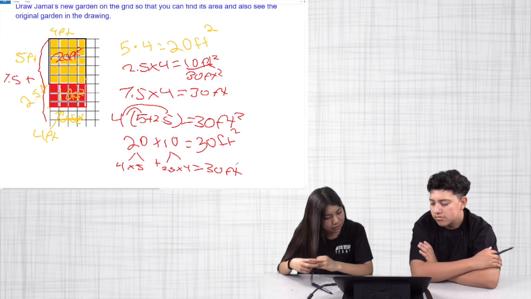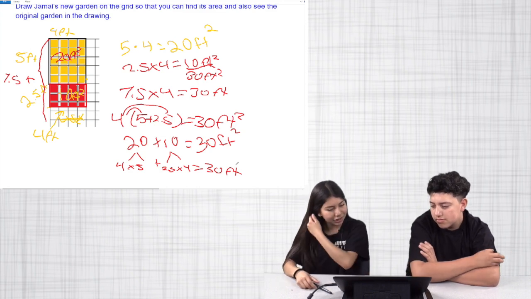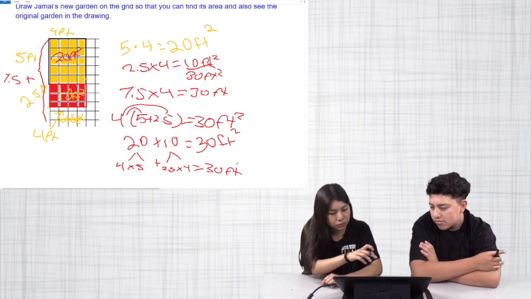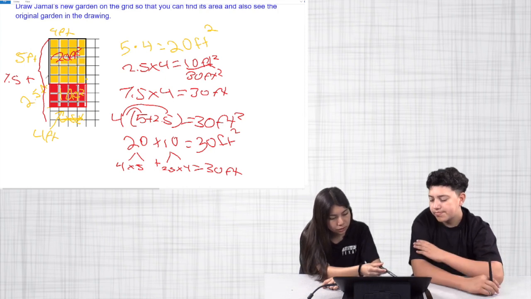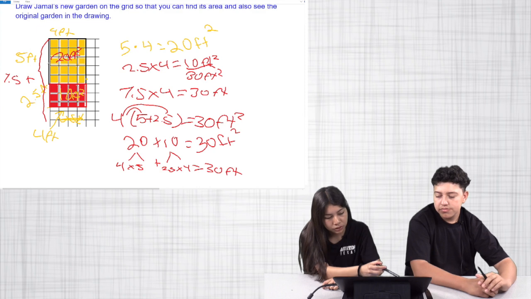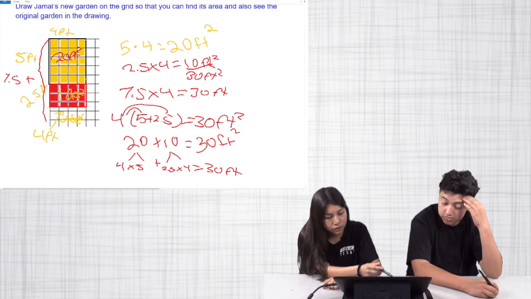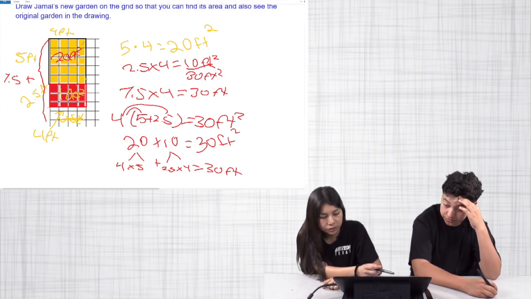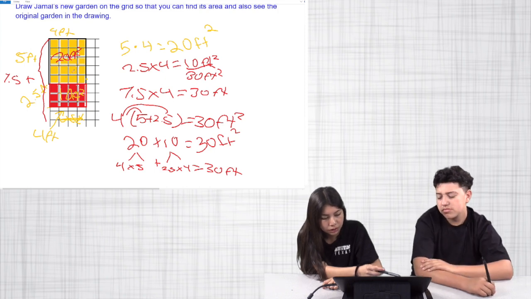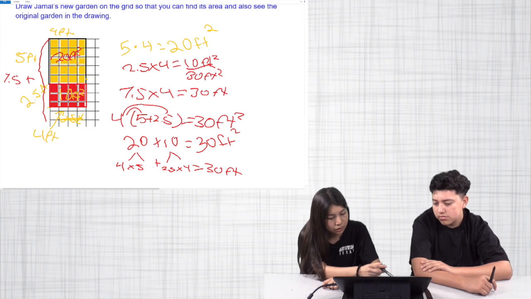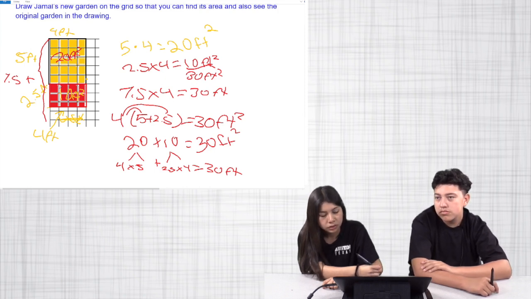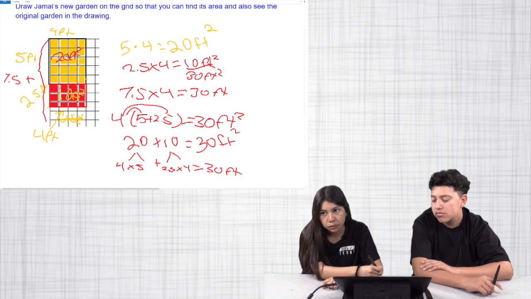Well, since we knew that it was originally 5 and 4 feet, we did the yellow is the original, and then the red is the added. Okay. So the original length was 5 feet and width was 4. So to find that area of the original, we did 5 times 4, which was 20. 20 square feet is the area of Jamal's original garden.